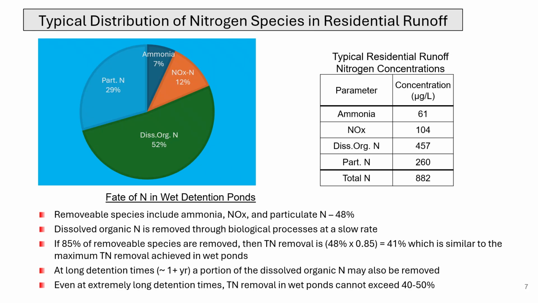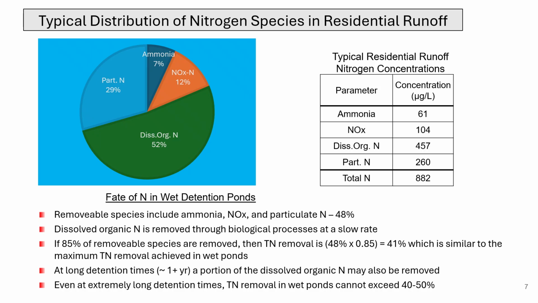Let's look at the typical distribution of nitrogen species found in residential runoff and consider their fate within wet detention ponds. Based on field-collected data, a significant fraction, about 48% of the total nitrogen, consists of what we categorize as removable species. These typically include ammonia, nitrogen oxides, and particulate nitrogen. Dissolved organic nitrogen, another major component, is generally removed through biological processes, but at a much slower rate.